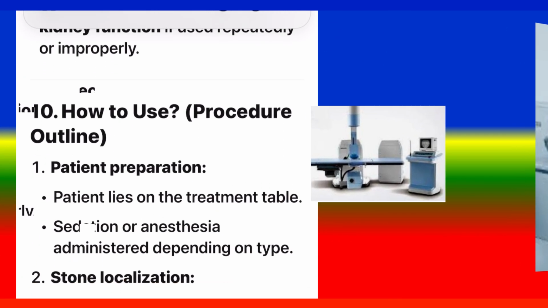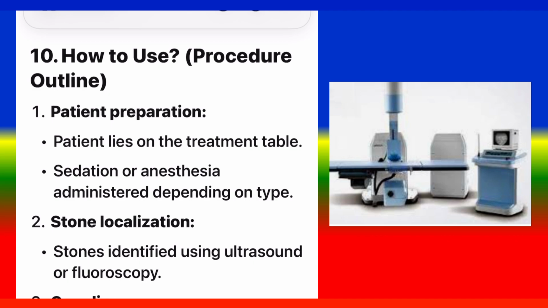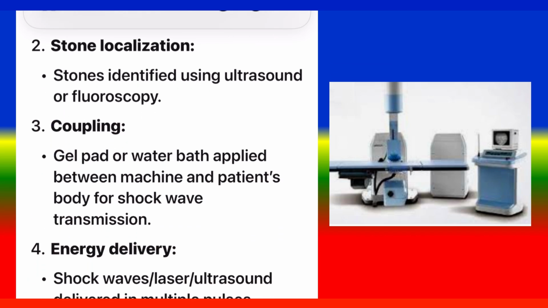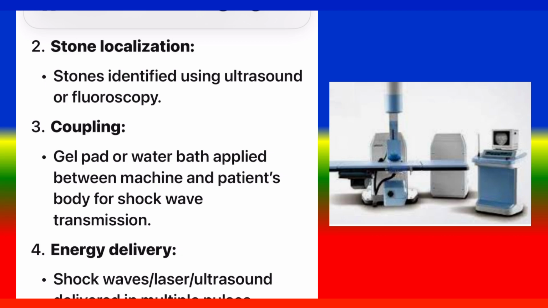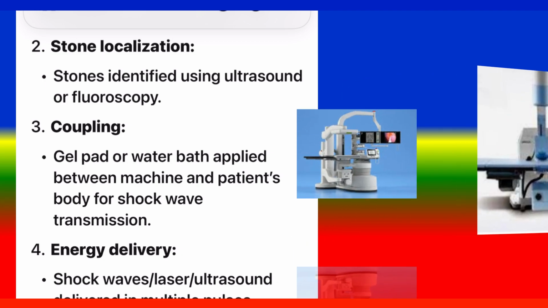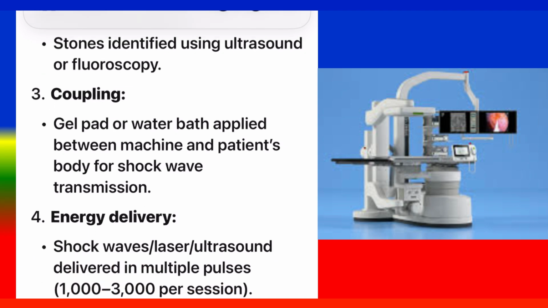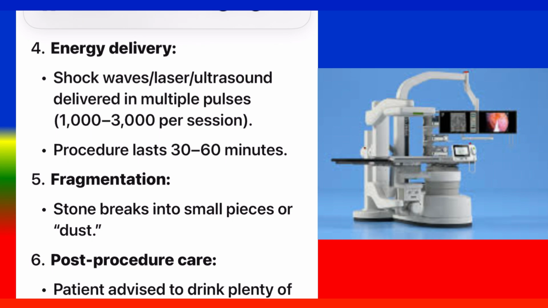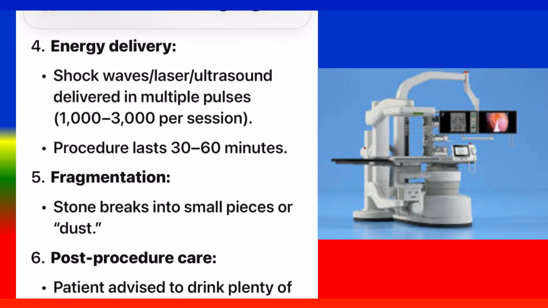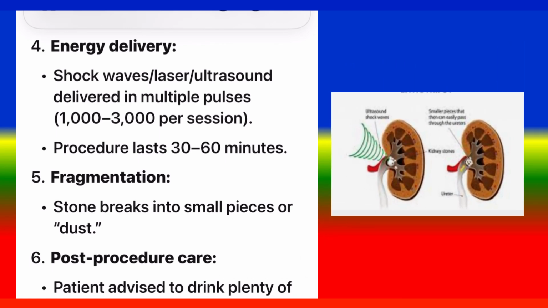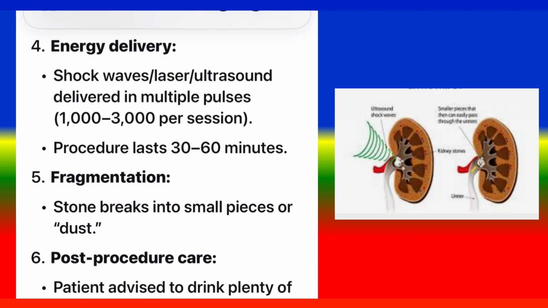Number 10. How to use. Procedure outline. 1. Patient preparation. Patient lies on the treatment table. Sedation or anesthesia administered depending on type. 2. Stone localization. Stones identified using ultrasound or fluoroscopy. 3. Coupling. Gel pad or water bath applied between machine and patient's body for shock wave transmission. 4. Energy delivery. Shock waves, laser, ultrasound delivered in multiple pulses, 1,000 to 3,000 per session. Procedure lasts 30 to 60 minutes.